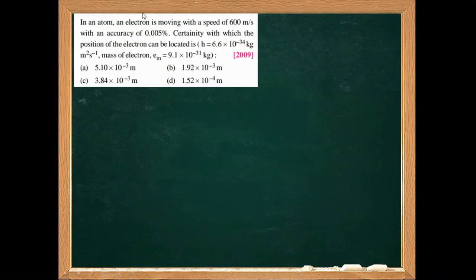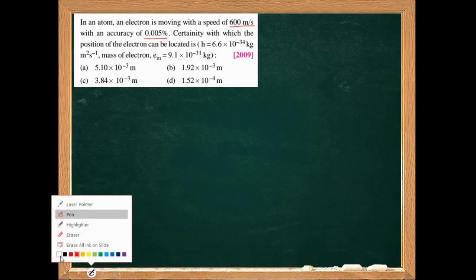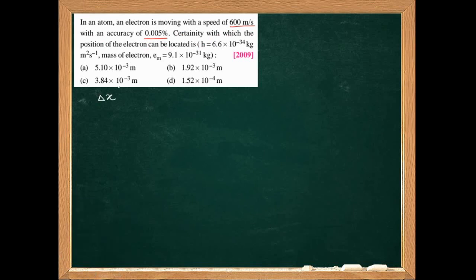Now the next question: in an atom, an electron is moving with a speed, and the actual speed of the electron is given with an accuracy of some percentage. The certainty with which the position of the electron can be located is asked. So they are asking us delta x. Other useful information is given. The equation that we'll be using is Heisenberg's uncertainty principle. So what is the equation? Delta x into delta v is equal to h upon 4 pi m.